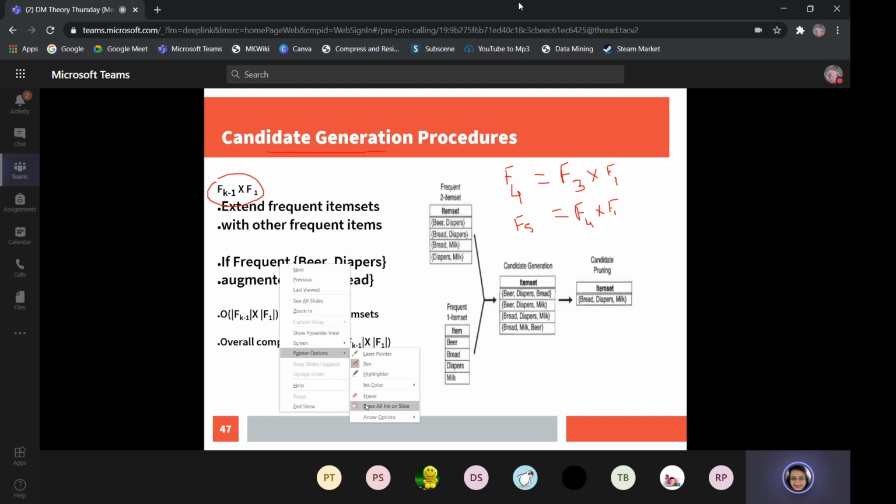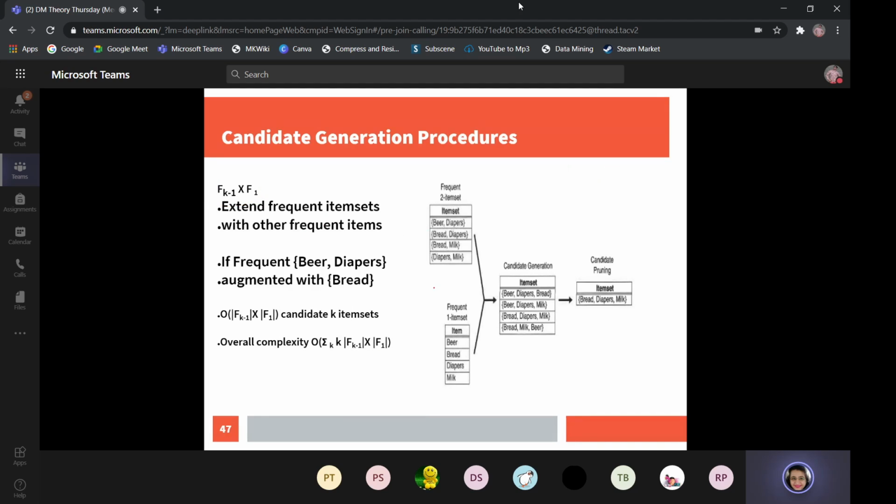So extend the frequent item set at the previous level with other frequent items. Here they are generating F3, which can be done using F2 cross F1. F2 you already have: beer and diapers, bread and diapers, bread and milk, and diapers and milk. So this is F2 and this is F1.